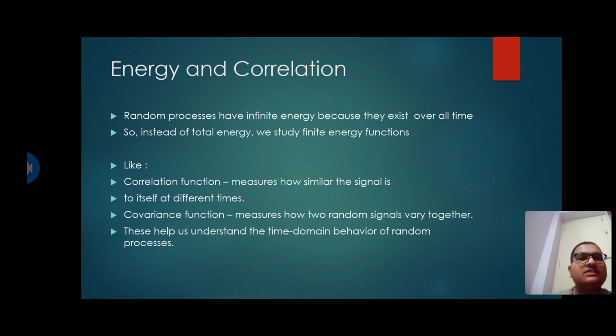The correlation function is used to measure how similar the signal is as time changes, at different time intervals, I mean. Next, the covariance function measures how two random signals vary together. These help us to understand the time domain behavior of a random process. By using this correlation and covariance function, we can understand the time domain behavior of this random process.